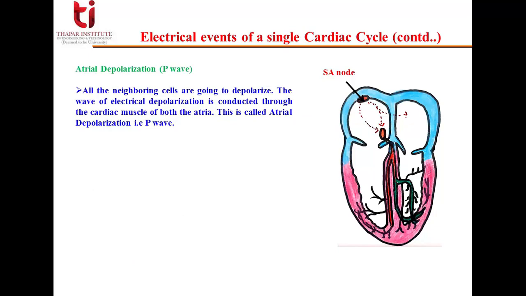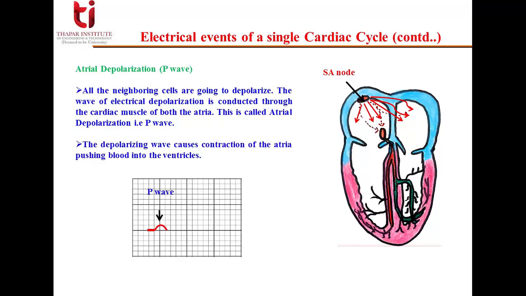Now all the neighboring cells are going to depolarize. The wave of electrical depolarization is conducted through the cardiac muscle of both the atria. This is called atrial depolarization and it represents the P wave. The depolarizing wave causes contraction of the atria, pushing blood into the ventricles.